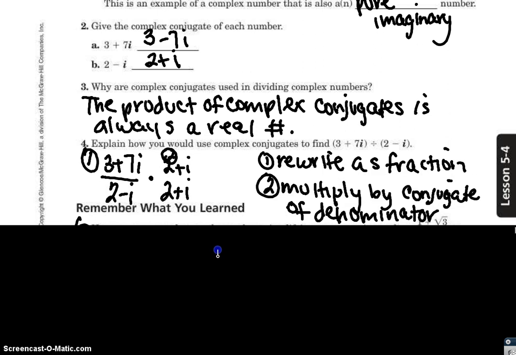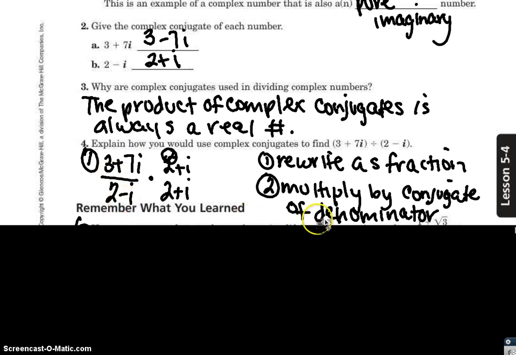Now, I want you to pay close attention to this. You guys actually saw this on your final. Okay, it says, explain how you would use the complex conjugate to find 3 plus 7i divided by 2 minus i. So our first step is always to rewrite the equation as a fraction. So step number 1 is rewrite as a fraction. So if you look, I rewrote it as 3 plus 7i with my division sign and 2 minus i.